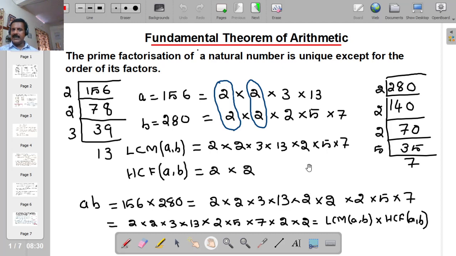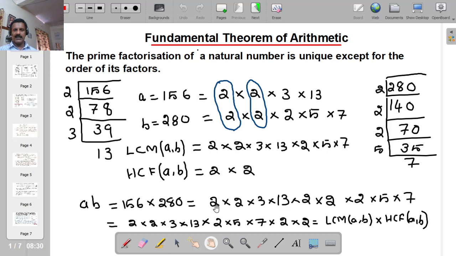To obtain the least common multiple of A and B, we only need to multiply the common prime factors only once. So if we remove 2 times 2 from the product of A and B, we will be getting the LCM, or the least common multiple, of A and B.